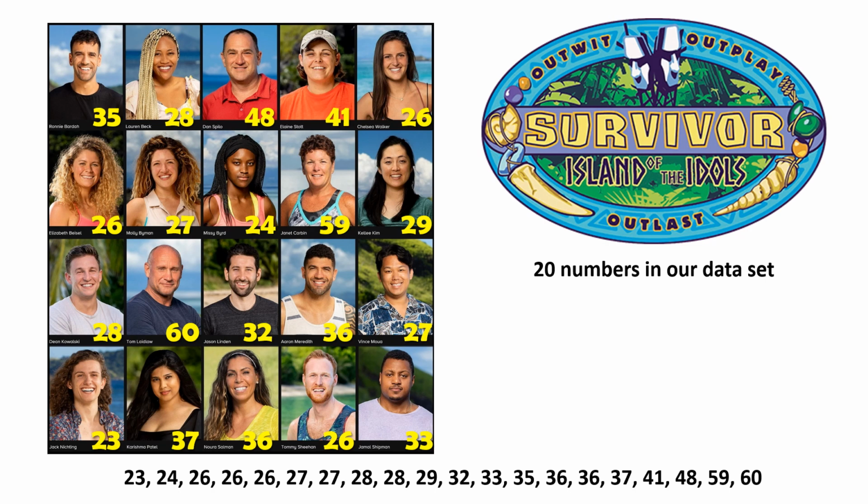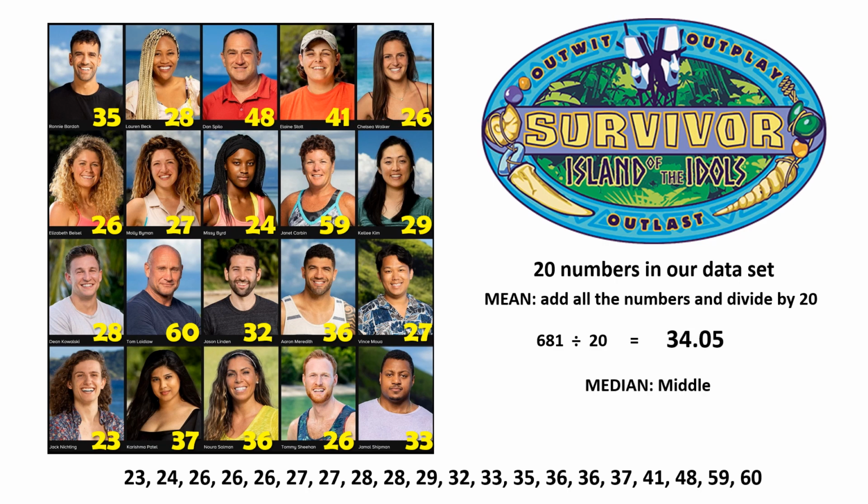There are also 20 numbers in this data set, so to find the mean, we're going to add all of the numbers together and divide by 20. If you want to pause the slide and see if you can calculate the mean yourself, please feel free to do so. If not, I'm going to continue on. If I add all of these numbers in the set together, 23 all the way through 60, the sum becomes 681. I'm now going to divide that by 20 to discover that the mean or average age of the contestants on Survivor Island of the Idols was 34.05 years old.